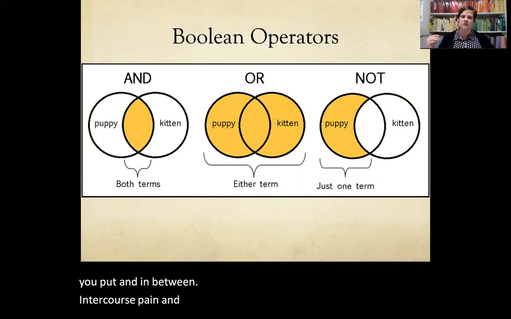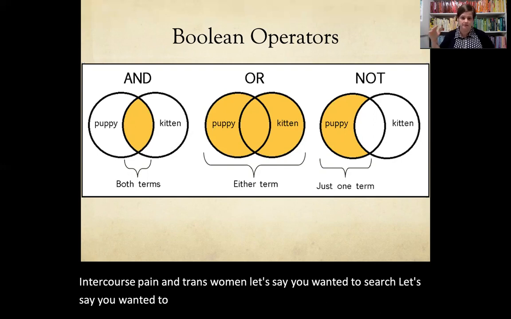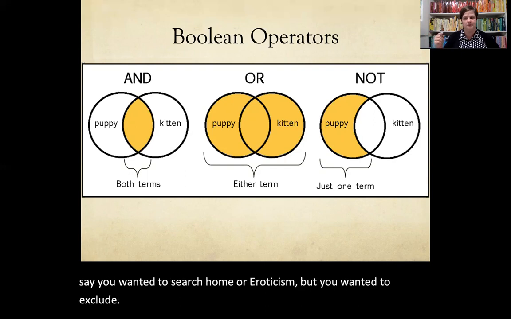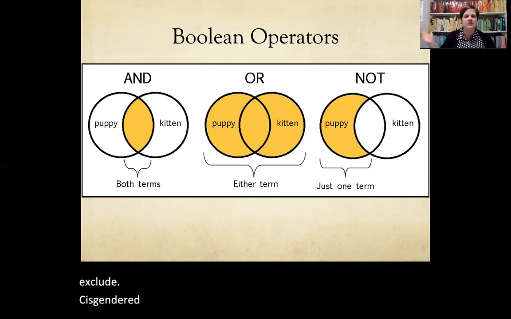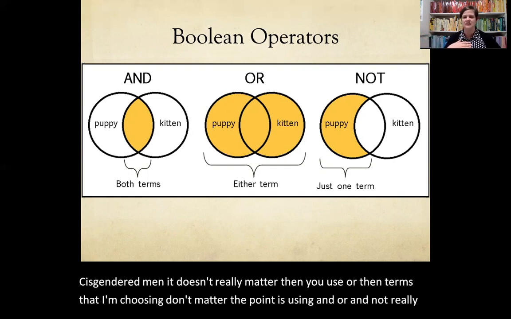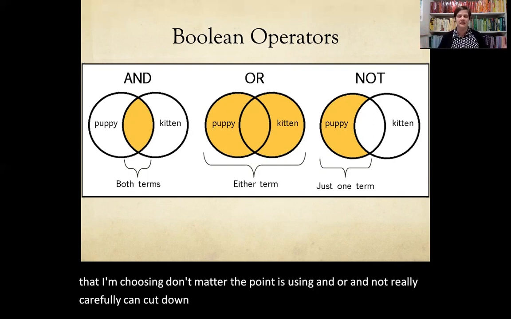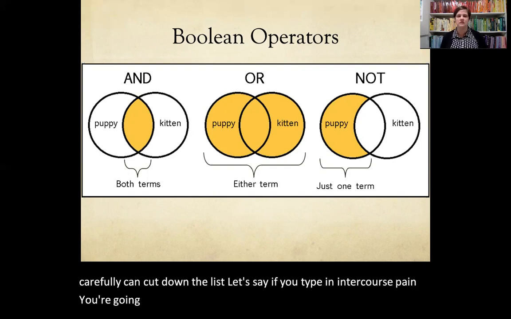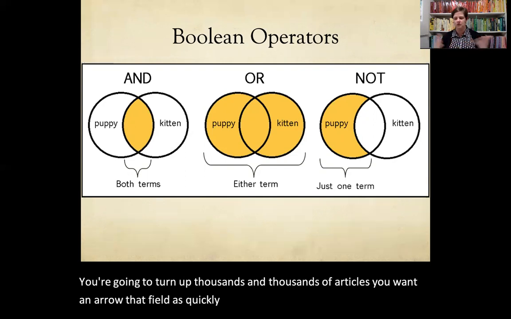Let's say you wanted to search homoeroticism, but you wanted to exclude cisgendered men. It doesn't really matter. Then you'd use or. The terms that I'm choosing don't matter. The point is using and, or, and not really carefully can cut down the list. Let's say if you type in intercourse pain, you're going to turn up thousands and thousands of articles. You want to narrow that field as quickly as possible. So use and, use or, and use not.